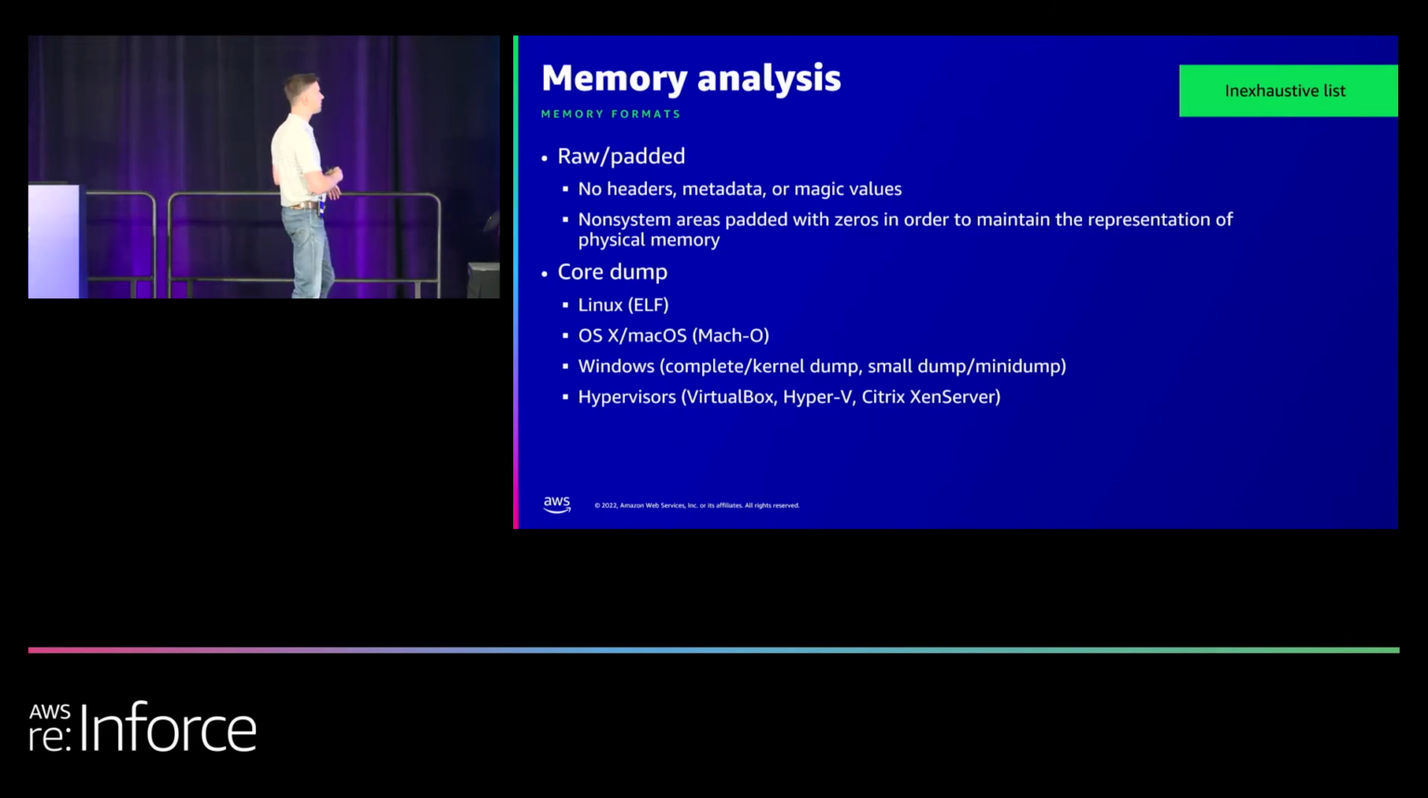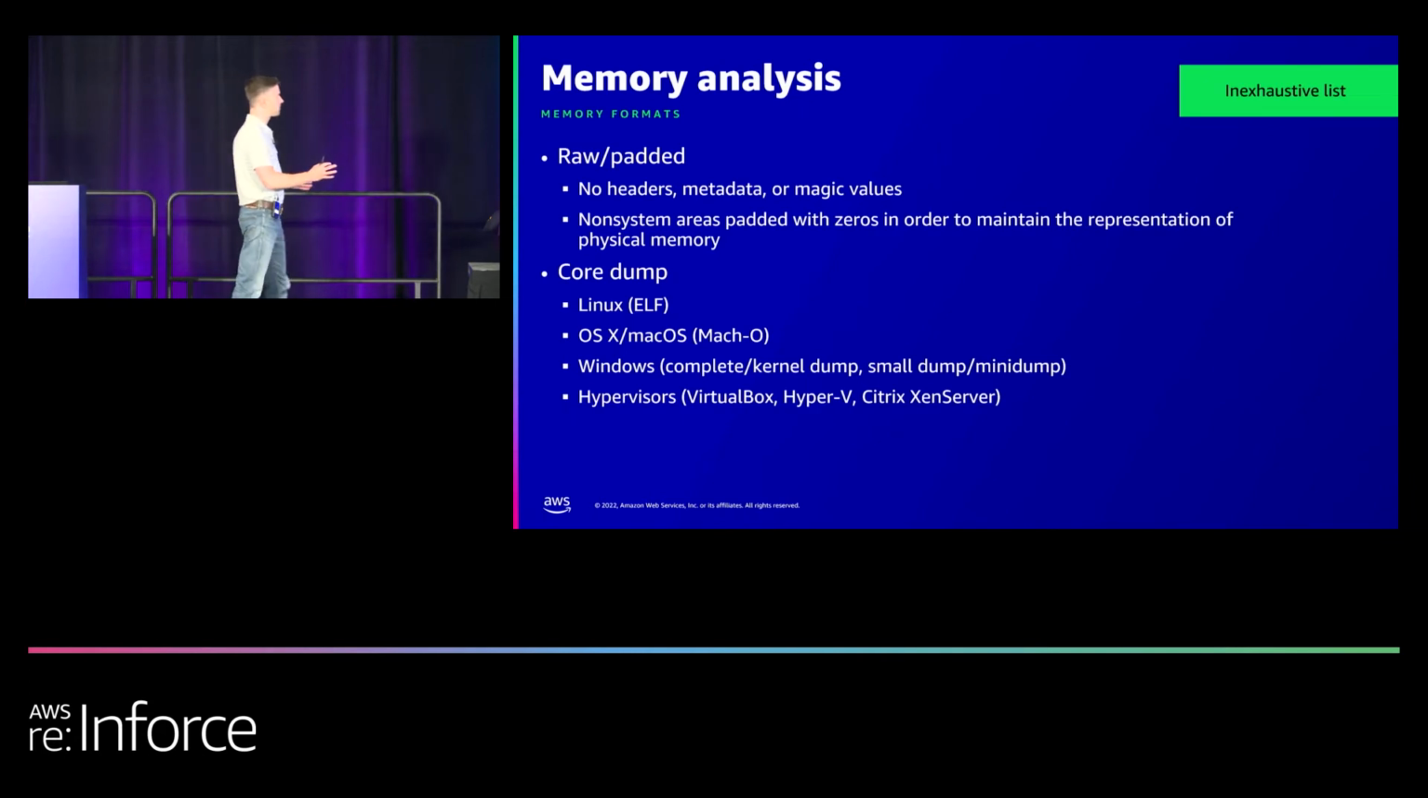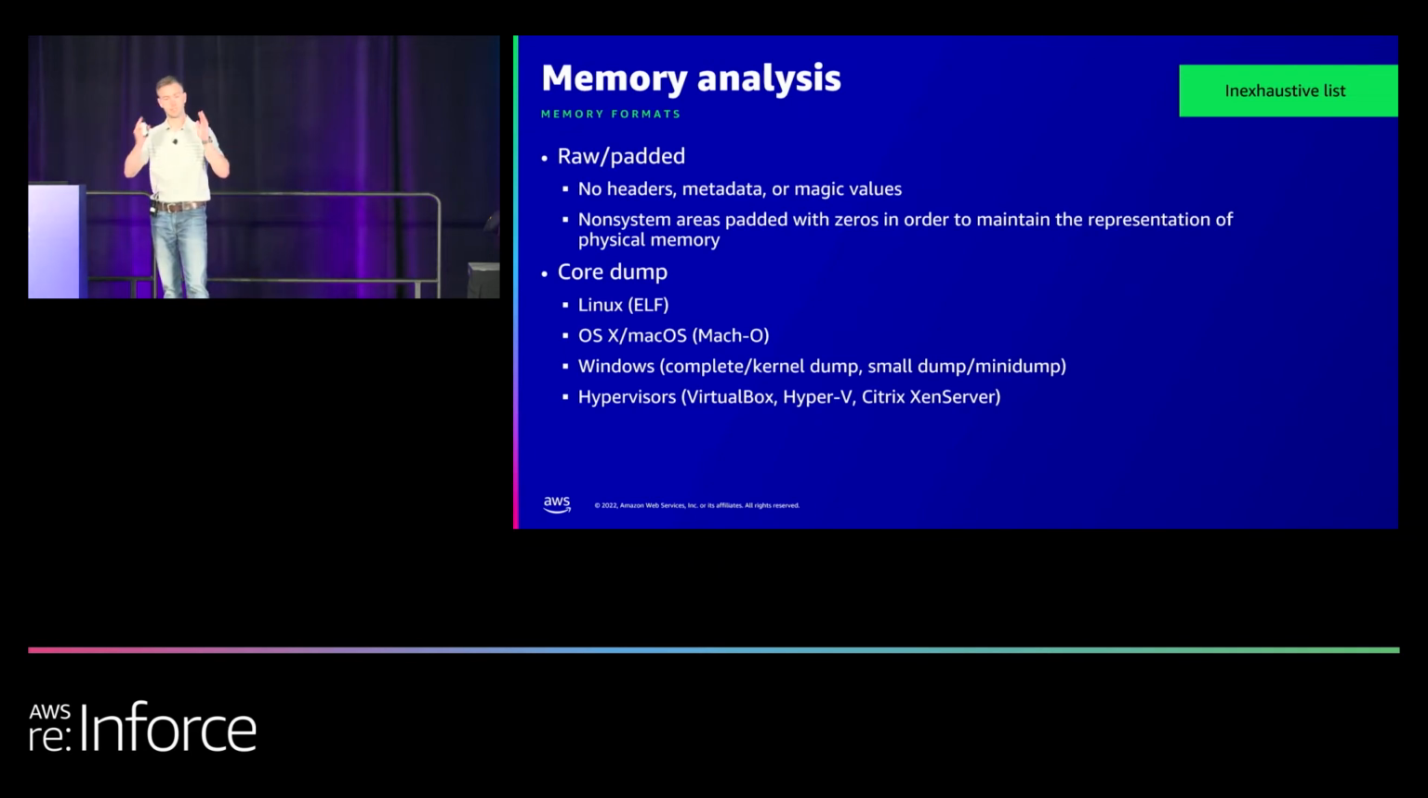So memory can be acquired or stored in a variety of formats, and it can range from raw or padded, as it's referred to. So there are no headers, metadata, magic values, or other things that might be populated as part of other formats. It's essentially with non-system areas padded in zeros, it takes a raw image just straight from how memory exists on disk and writes it right to wherever you're collecting it.